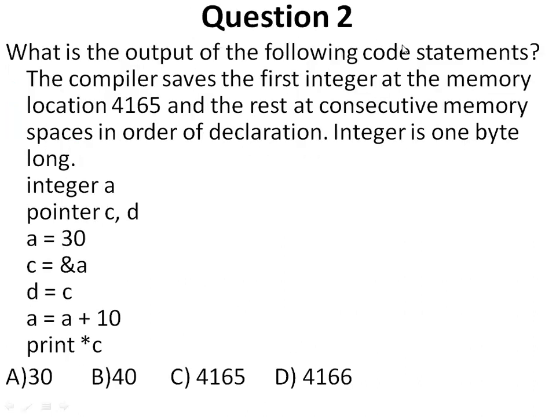Next, what is the output of the following code? The second question we will take up. Just read the question. The compiler saves the first integer at the memory location 4165 and the rest at consecutive memory spaces in order of declaration. Integer is 1 byte long. Now these are the declarations and there is one print statement. What is the output from this code fragment?